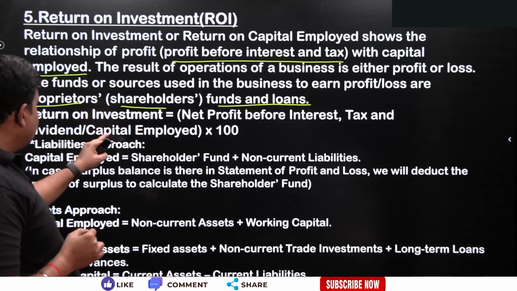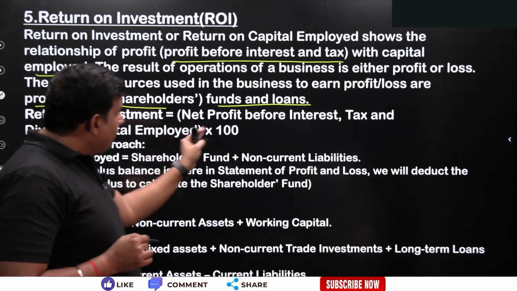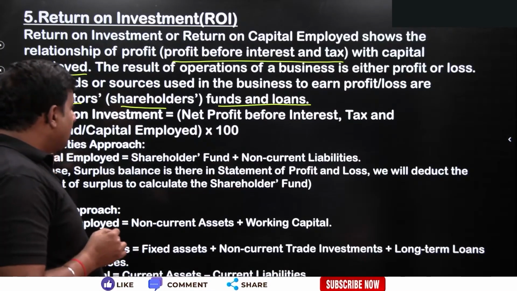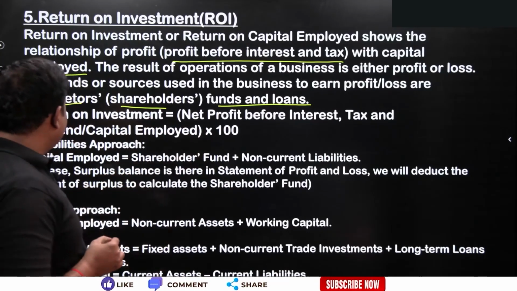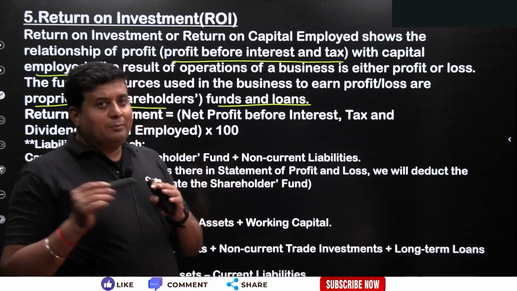The formula for this is, how can we calculate return on investment? Net profit before interest and tax upon capital employed into 100. Now, how to calculate the capital employed? So, there are 2 ways, asset side approach or liability side approach.